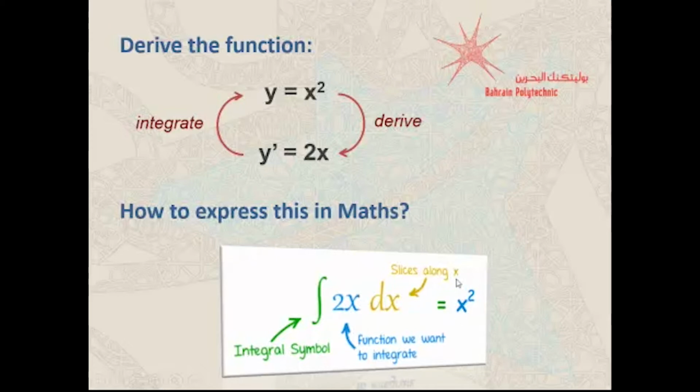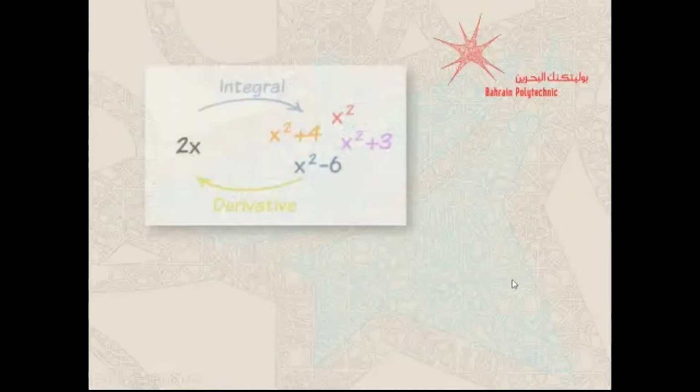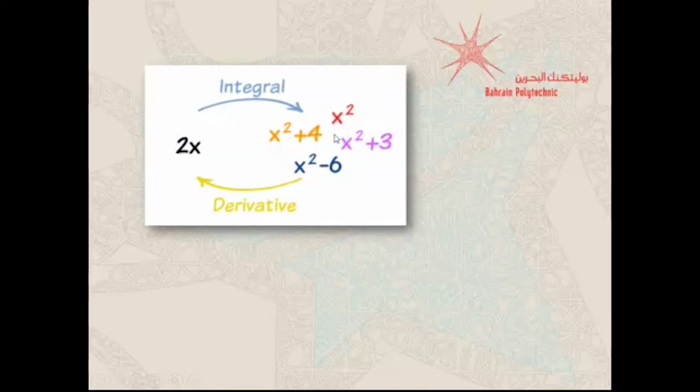But this answer is not precisely correct. Why is that? Because I've got so many functions besides the x squared that if I derive, I get the function 2x. So x squared plus 0, I derive, I get 2x. Moreover, x squared plus 4 or plus 3 or negative 6, whatever the constant that is added or subtracted from x squared, if I derive these functions, I'm going to get 2x plus 0 because the derivative of any constant is equal to 0.